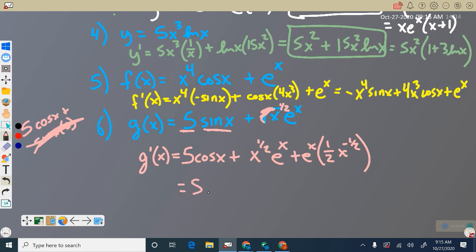This first part, 5 cosine of x, would stay the same. This would be back in probably your root x e to the x format. This part would have the 1/2 in front. E to the x would be up top, so probably e to the x like that. And it's x to the negative 1/2 power, so that's a square root of x, but on the bottom. So there's your product rule. Plenty of examples for you to look at. And we'll be doing plenty of it.